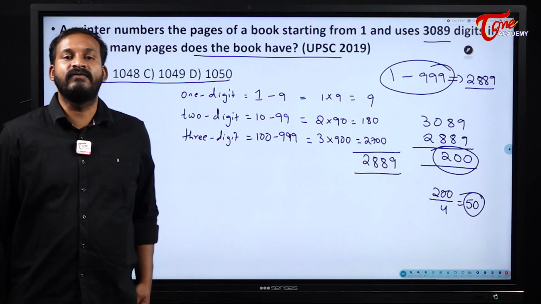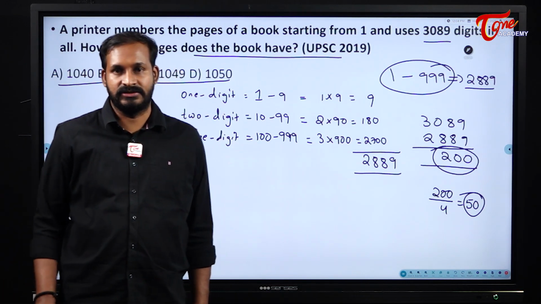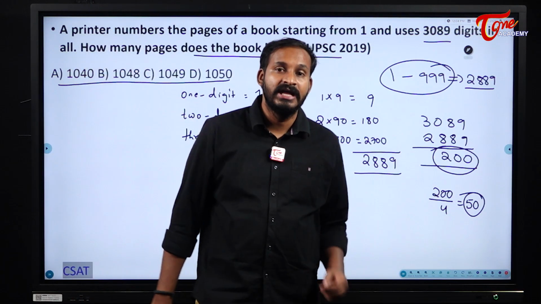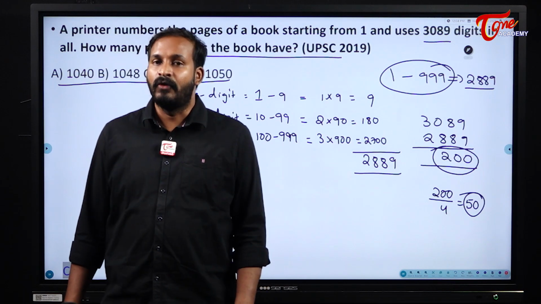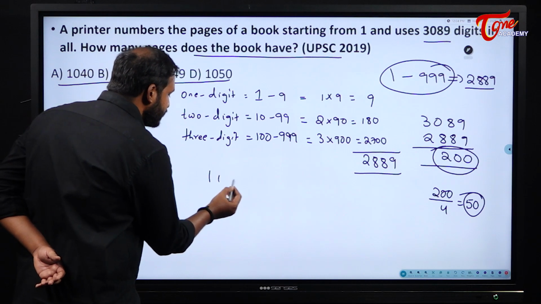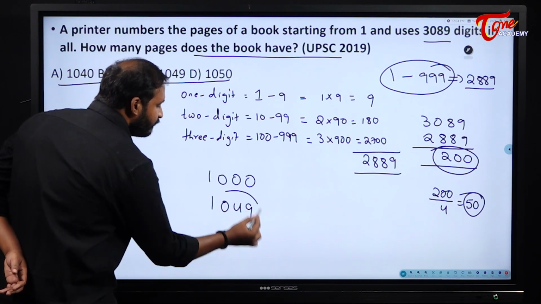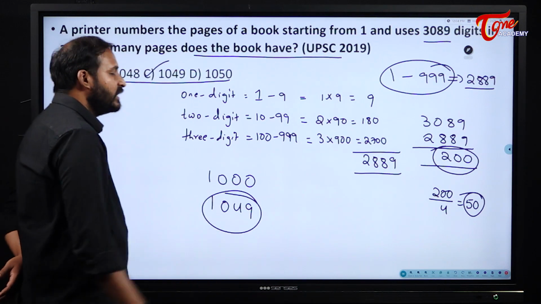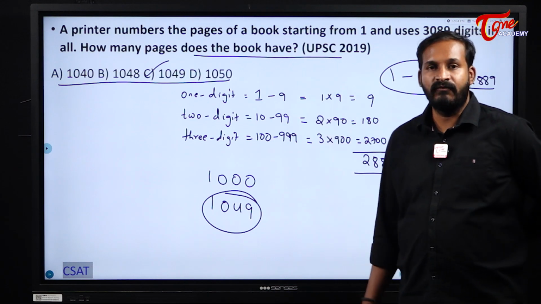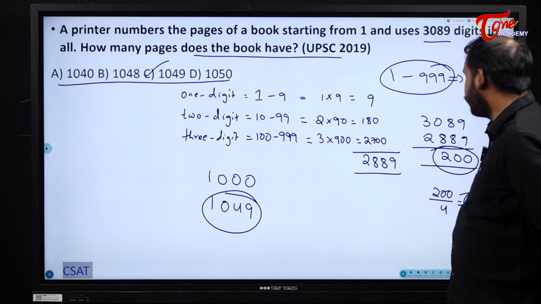Now tell me what is the 50th 4 digit number? A similar one we solved in the practice questions also. There we wanted the 20th 3 digit number, but here we want the 50th 4 digit number. Actually the first 4 digit number is 1000. The 50th one will become 1049. So the 50th 4 digit number is 1049. That means in total the printer used to print 1049 pages.